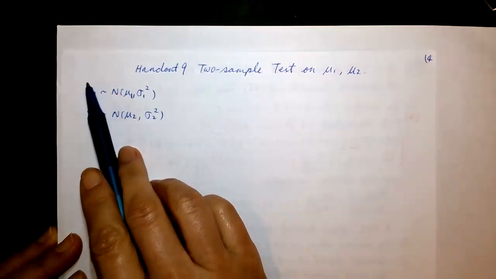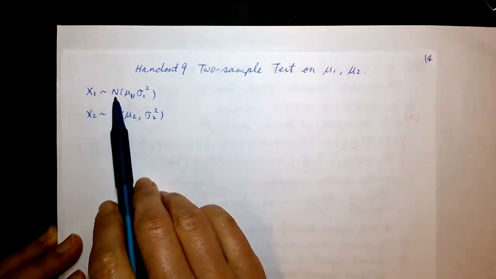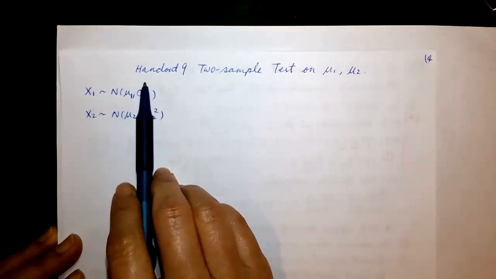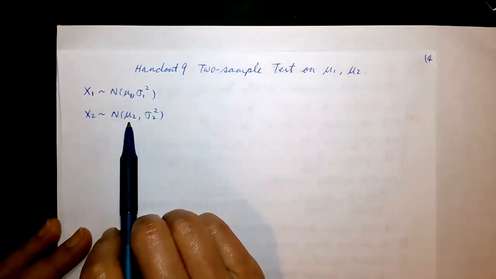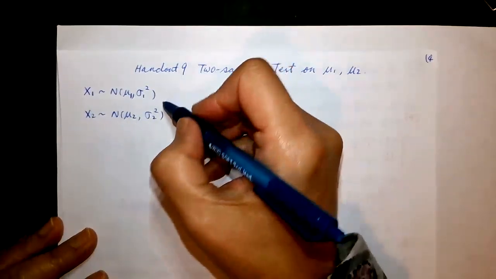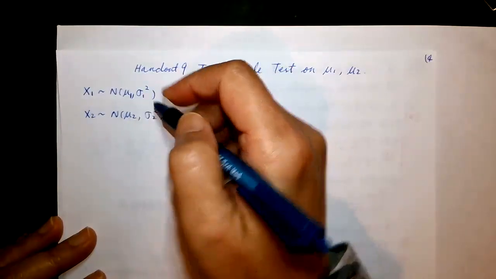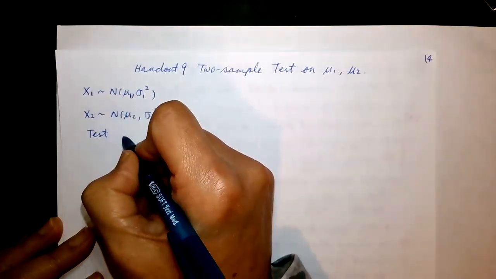When you see this, they are not samples, they are populations. So the population for all the boys, they give you the normal distribution. This is the population mean, population variance. These two are probably girls' population. We only test on population means.